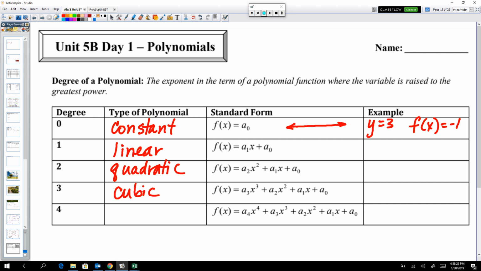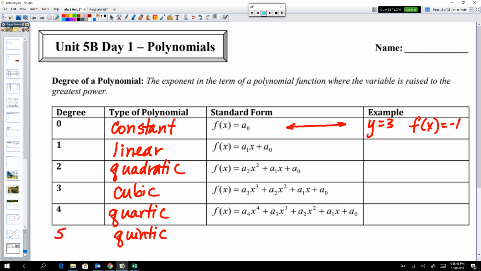And a degree 4 polynomial is a quartic. Quartic is a little confusing. It sounds so much like quadratic, so try not to get those mixed up. If we wanted to go further, we could say a degree 5 polynomial is a quintic. You can start to see the pattern there. So let's delve into what these look like.